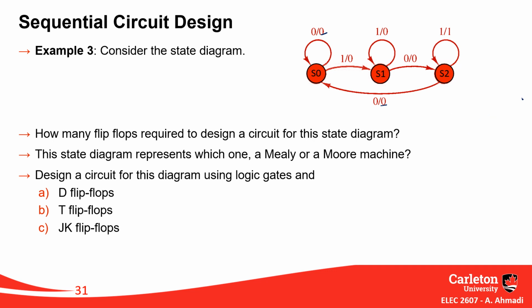Now, design the circuit using D flip-flop, T flip-flop, or JK flip-flop. Same strategy as we had before. We have to have a transition table. We have to assign codes to our states. Then, using D or T or JK flip-flop, by looking at their state transition table, we do the design, finding the appropriate number of K-maps for each input.